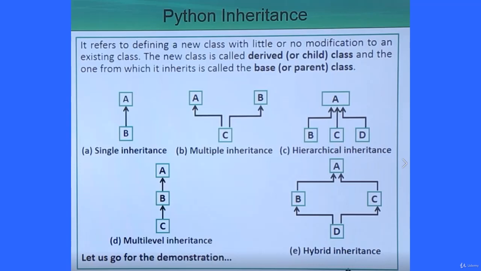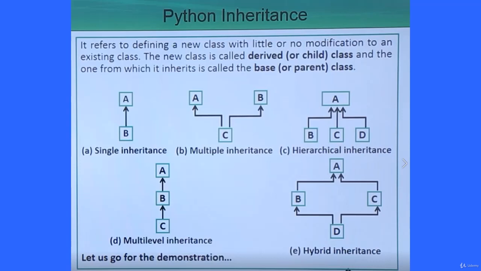This is hierarchical inheritance: only one base class and multiple derived classes. Here I have shown 3 derived classes. It may be 2, it may be 5, it may be 7 also. Here we have multi-level inheritance. What is the meaning of multi-level inheritance? This is the base class, this is the derived class, and for this C, B is the base class and C is the derived class here.